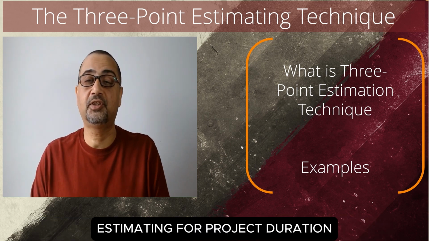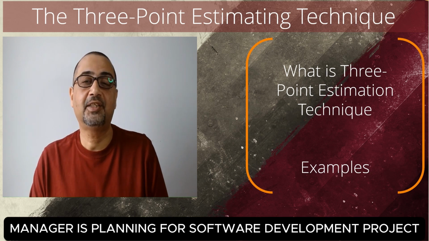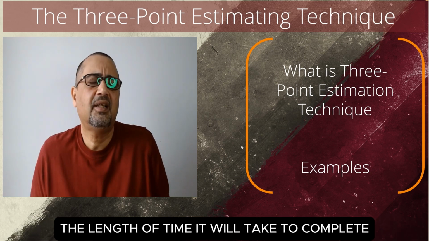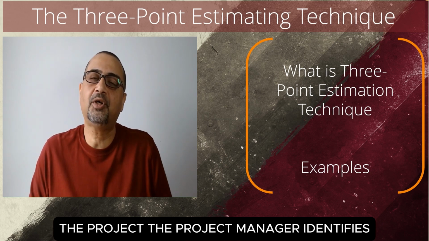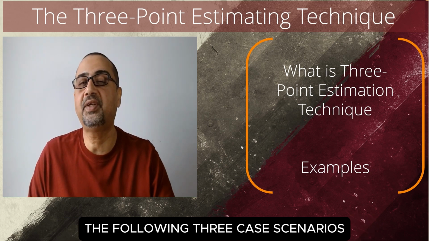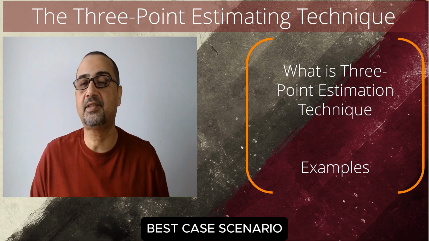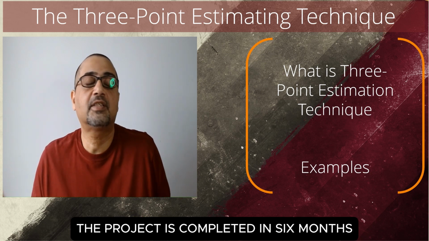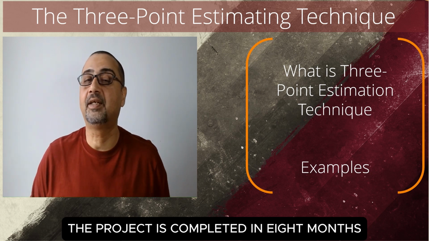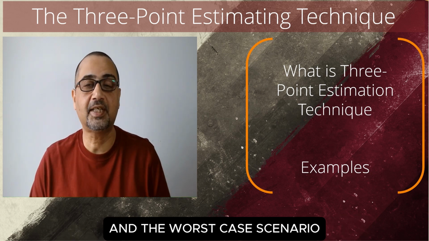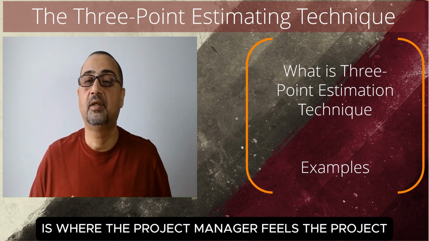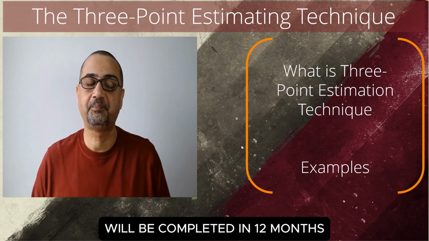Estimating for project duration. A project manager is planning a software development project and wants to estimate the length of time it will take to complete the project. The project manager identifies the following three scenarios. Best case scenario, the project is completed in 6 months. Most likely scenario, the project is completed in 8 months. And the worst case scenario is where the project manager feels the project will be completed in 12 months.